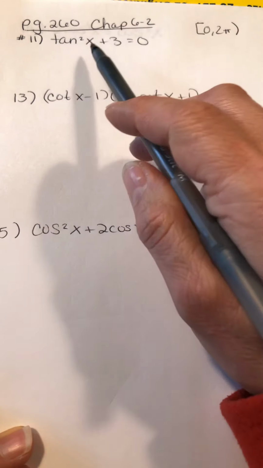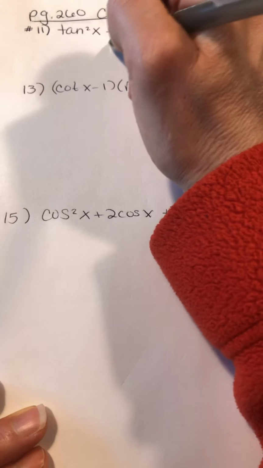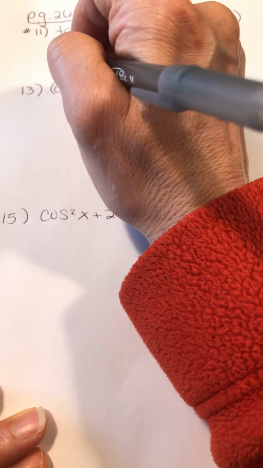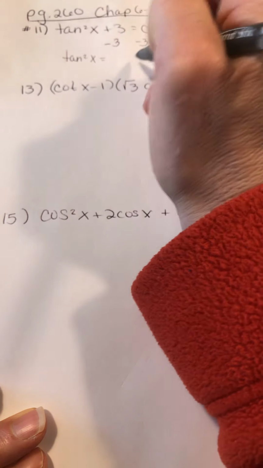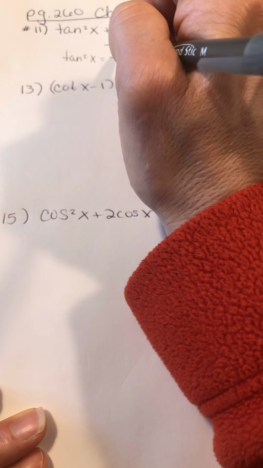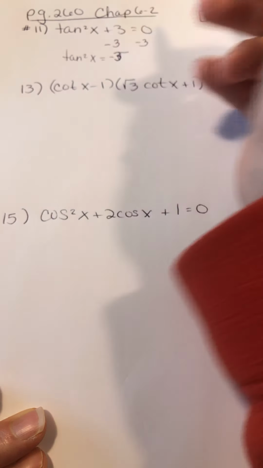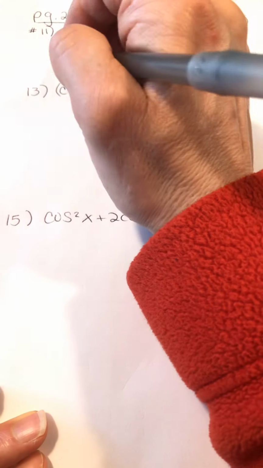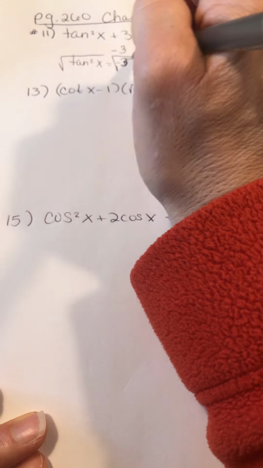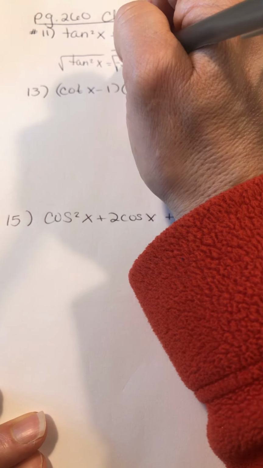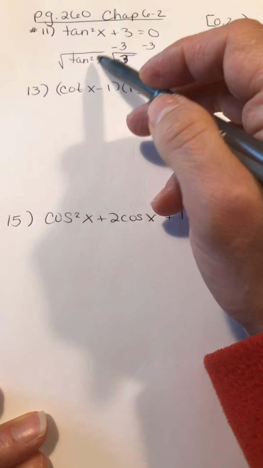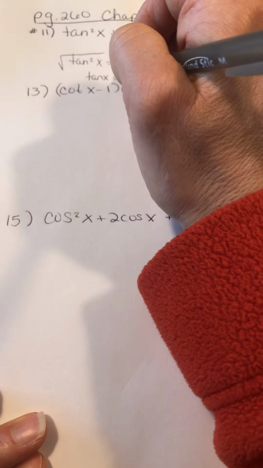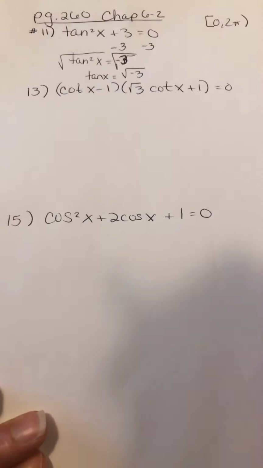So we're going to start here the same way. We're going to subtract 3 to isolate the trig function. And we have tangent squared of x equals -3. And when we go now to undo the square, we're going to take the square root of both sides. And take a look at what we have here. We have now the tangent squared of x, so the square root of that is tangent of x, and that equals the square root of -3.